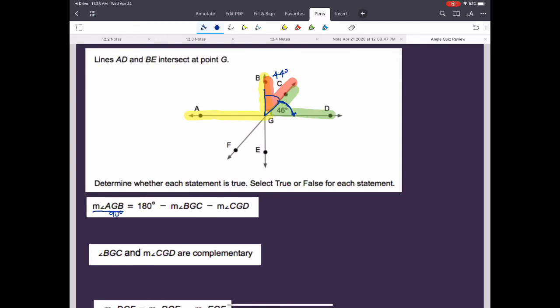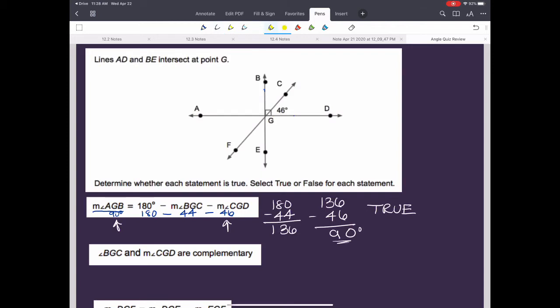So now I have some numbers to put in here. So we've got 180 minus BGC, which is 44, minus 46. And let's see if that works. What is 180 minus 44? Well, 180 minus 44 is 136. And then what is 136 minus 46? And you get 90. And that matches what's right there. So the answer to this question was true.